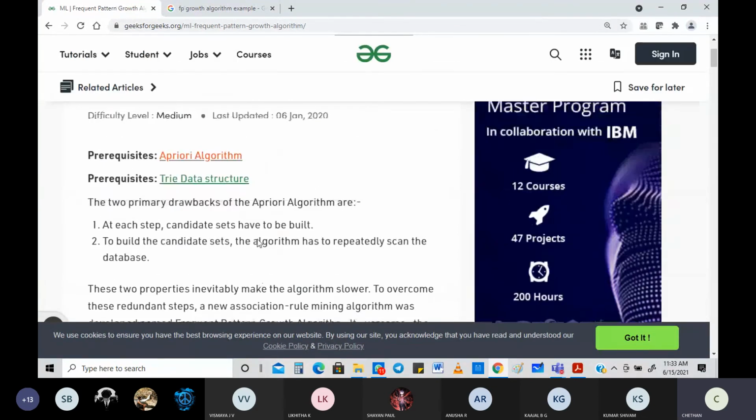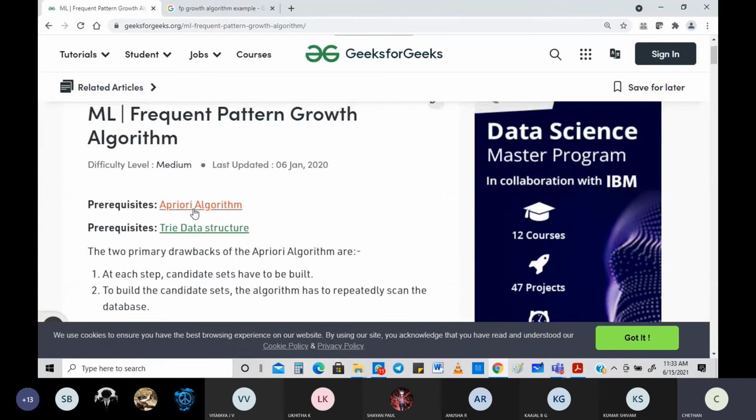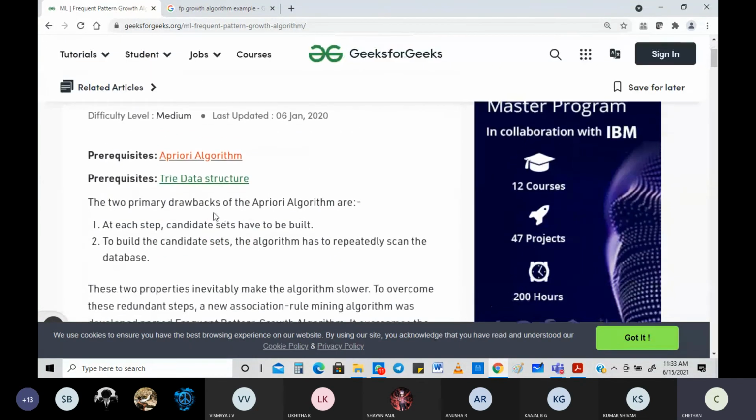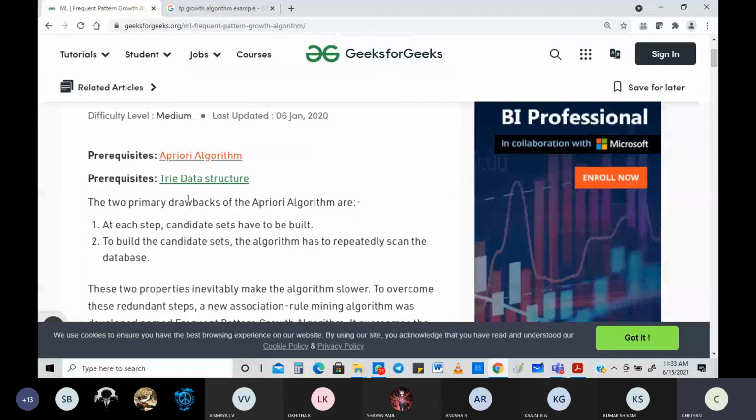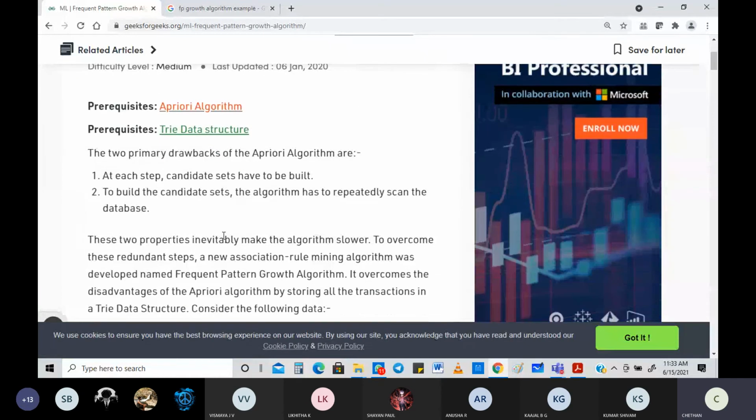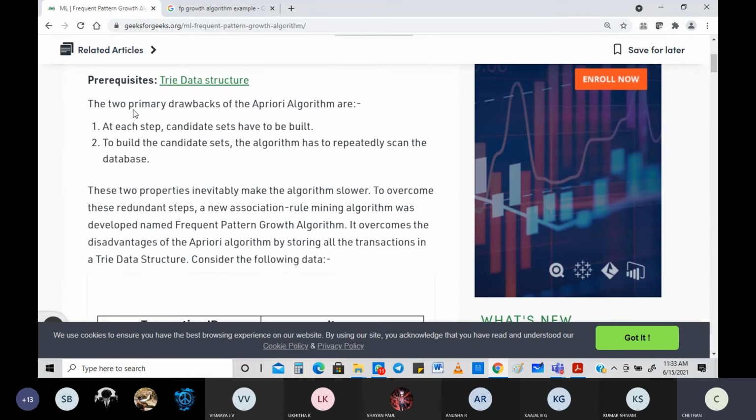So what is the thing that you got? What were the prerequisites? The Apriori algorithm. What are the other prerequisites? The tree data structure. You don't need to have studied the tree data structure, you just have to know how to build those trees. What are the primary drawbacks of the Apriori algorithm and how do you overcome them using the FP growth algorithm? To overcome these redundant steps, what redundant steps? The ones you see here.